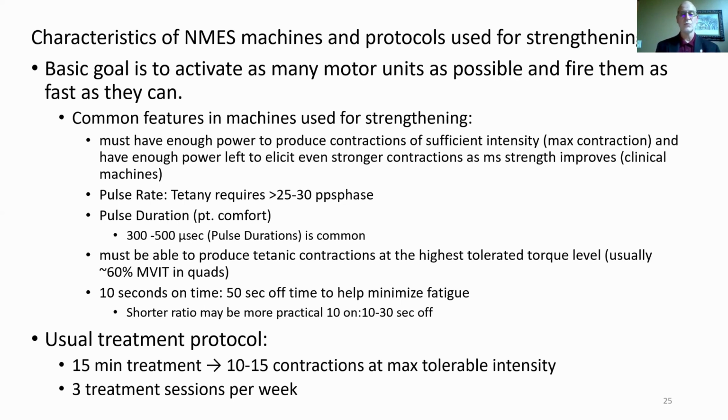Now, if you wanted to do more fatigue, you would shorten your on and off time. If you really wanted to fatigue them out, you could imagine 10 seconds on, 10 seconds off, or it could be 50 seconds on and 10 seconds off. So that's how you would fatigue somebody out. It's basically the same protocol. And usually what's recommended is you're getting in at least 10 to 12, 10 to 15 contractions at their maximum tolerable intensity, and doing it 3 times a week if you truly want to develop strength.